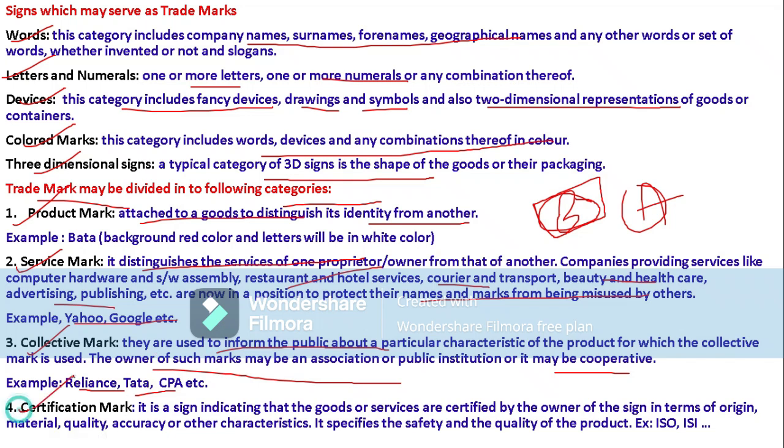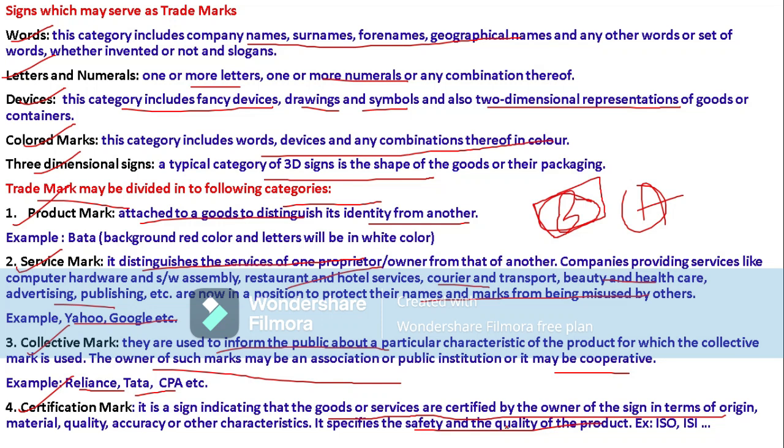Now certification mark. A certification mark is a sign indicating that goods or services are certified by the owner of the sign in terms of its origin, material, quality, accuracy, or other characteristics. It specifies the safety and quality of the product. What does a certification mark represent? It represents the safety and quality of the product.